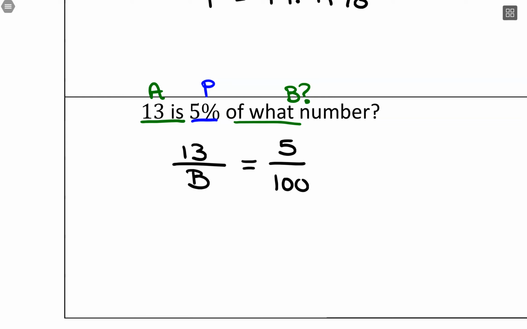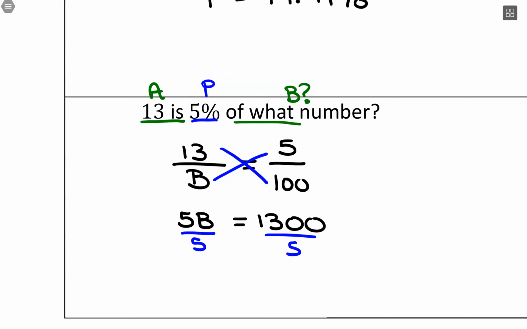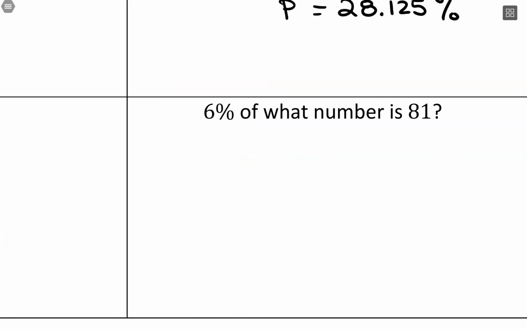Now this is where cross multiplication can help out. So taking b times 5, so that'll be 5 times b, equals 13 times 100, which is 1,300. Solving for b, divide both sides by 5, and we'll get b equals 260, just like up above. So some extra steps here because what we're solving for is in the denominator. But let's look at one more example.